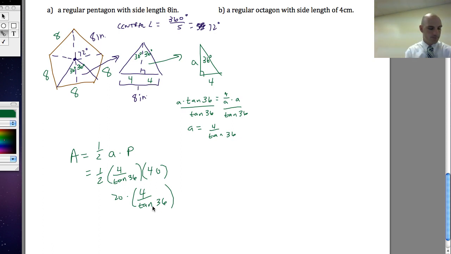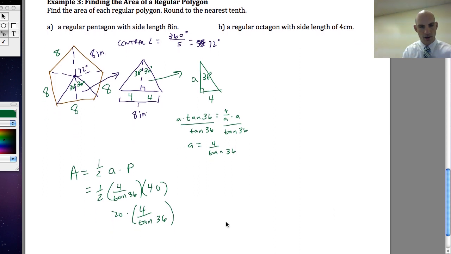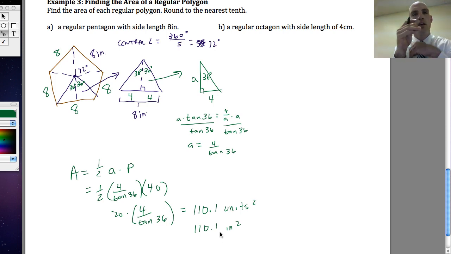I'll plug it into my calculator. 4 divided by tangent 36 times 20. And I'm going to round to the nearest tenth when necessary. And this gives me a total of 110.1 units squared, and it's in inches, so it's 110.1 inches squared. Find the apothem. Once you have the apothem, you can find the amount of area covered by the polygon.